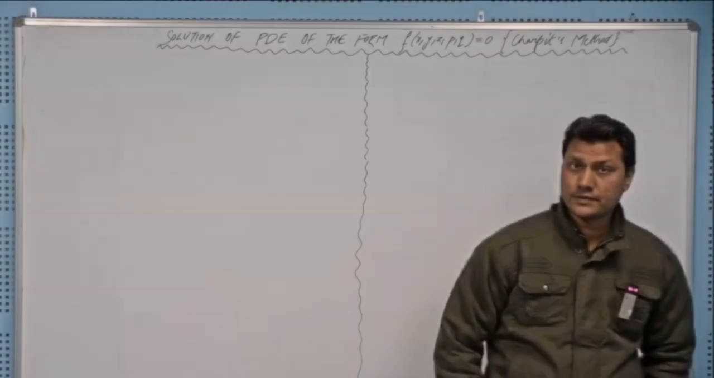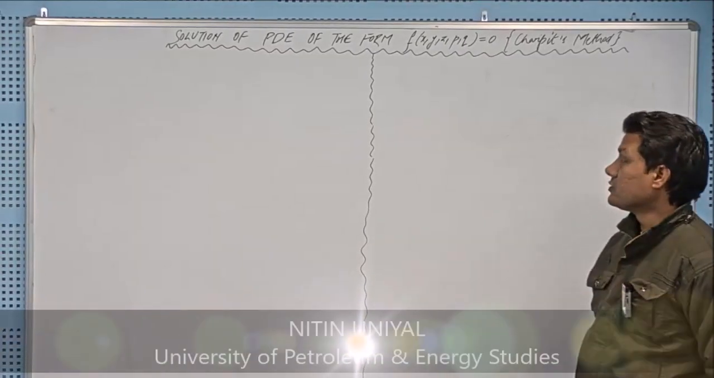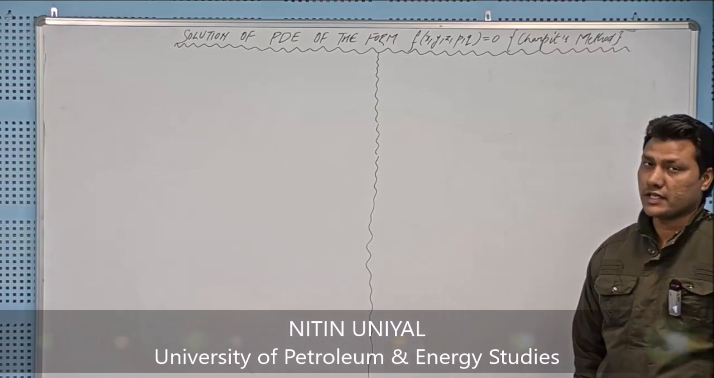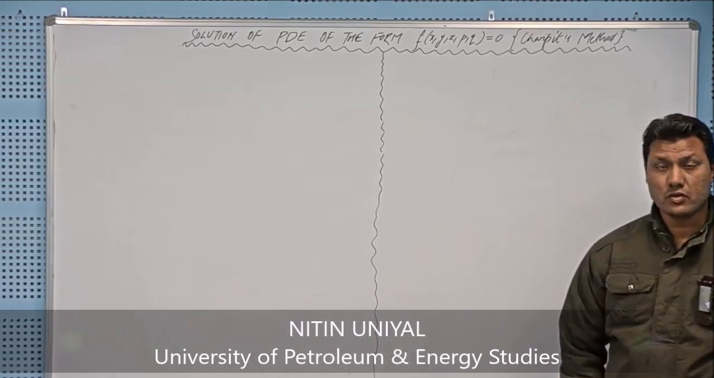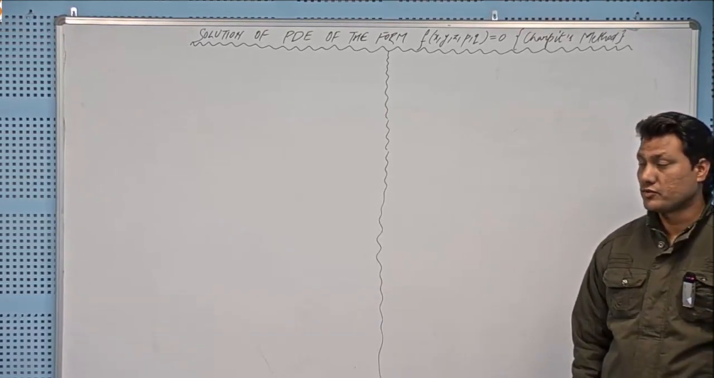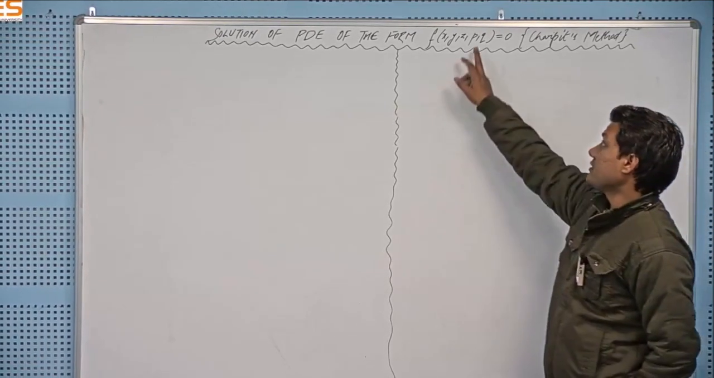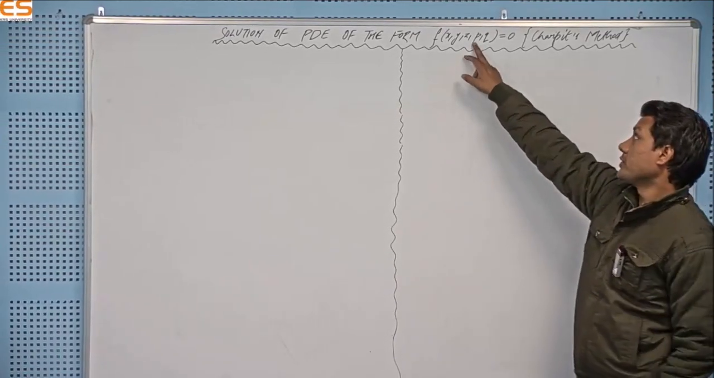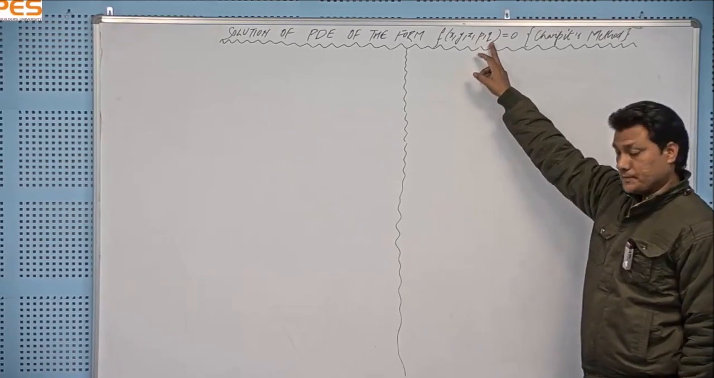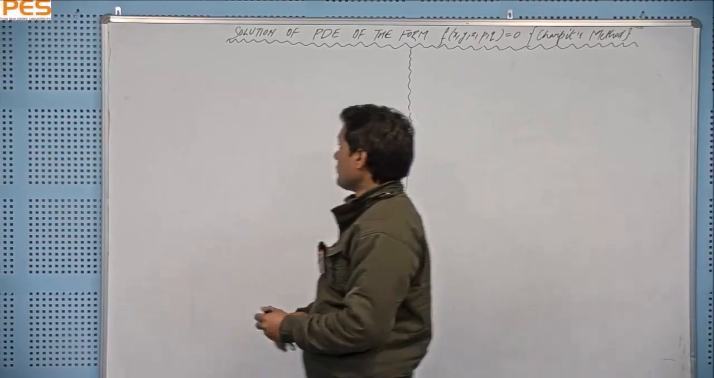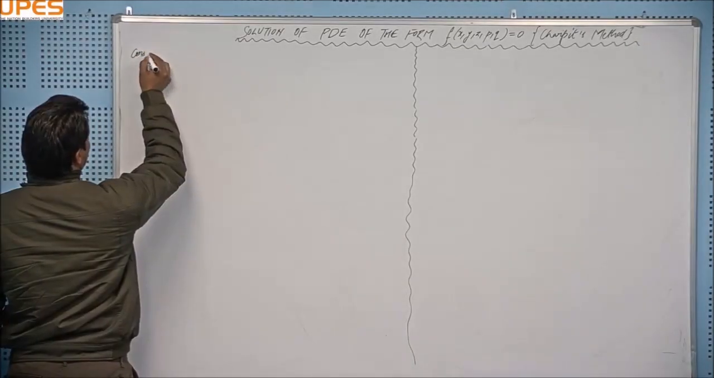Okay, let's start. So the topic of today's video will be solution of PDE of the form f(x, y, z, p, q) equal to 0. It means we'll be solving the PDE involving the first order partial derivatives, small p and small q, right? So the aim of the Charpit method is to solve a type of PDE.